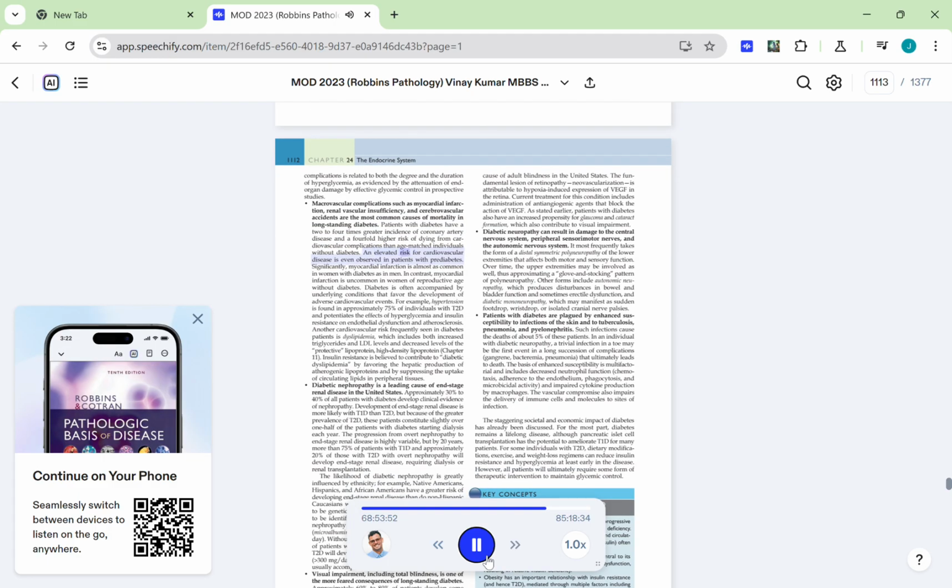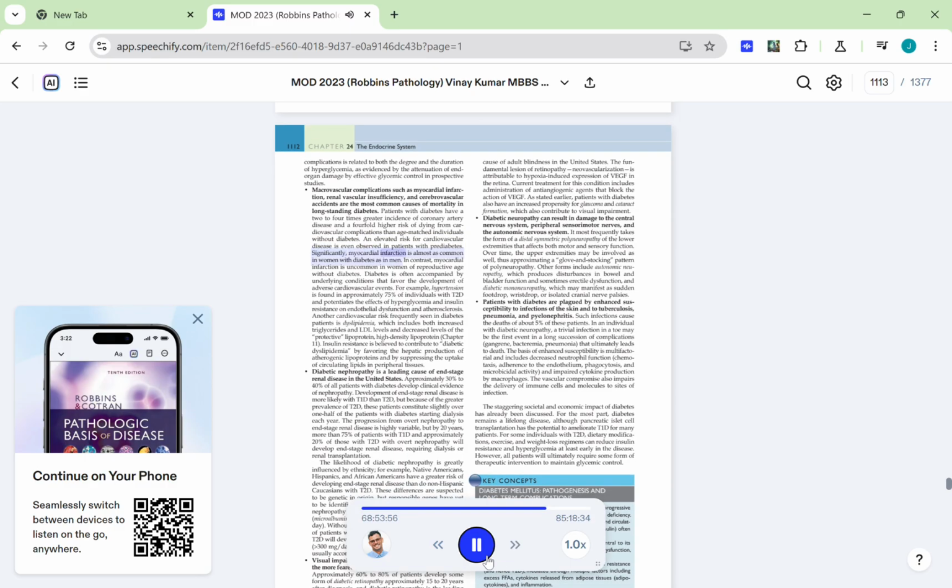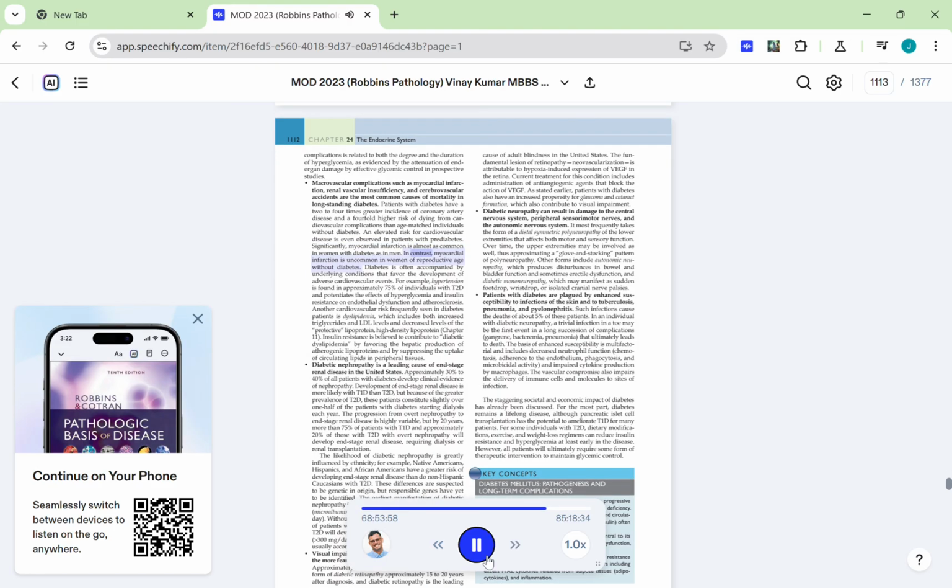An elevated risk for cardiovascular disease is even observed in patients with prediabetes. Significantly, myocardial infarction is almost as common in women with diabetes as in men. In contrast, myocardial infarction is uncommon in women of reproductive age without diabetes.